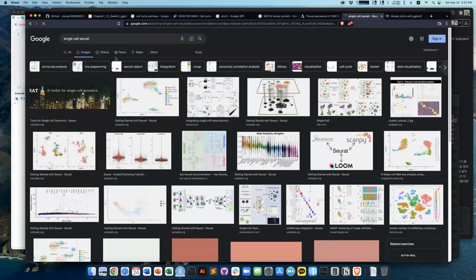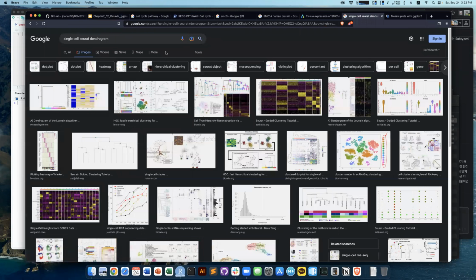Let's look at one of the examples. Hierarchical plots, in other words, what we mentioned as the dendrogram.